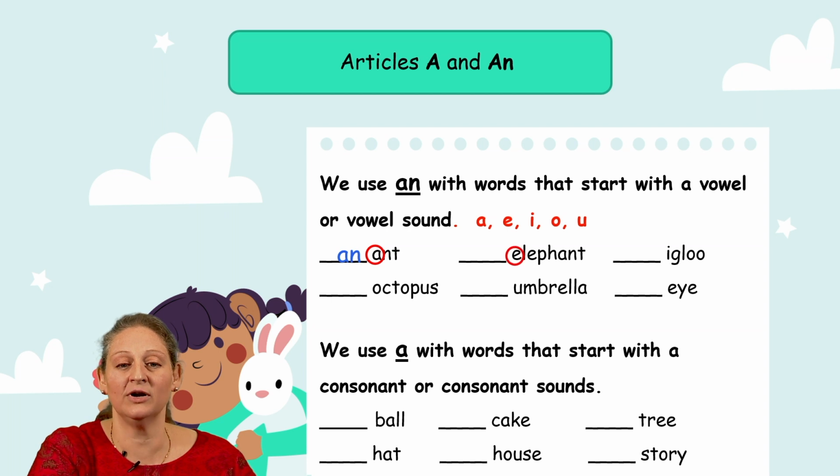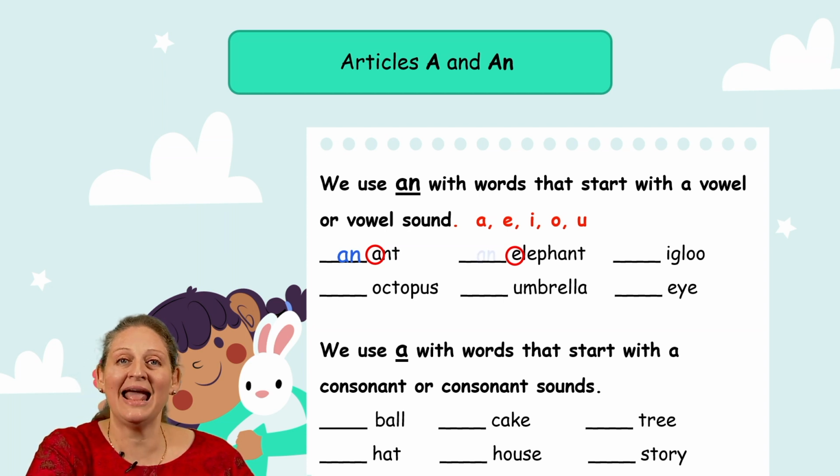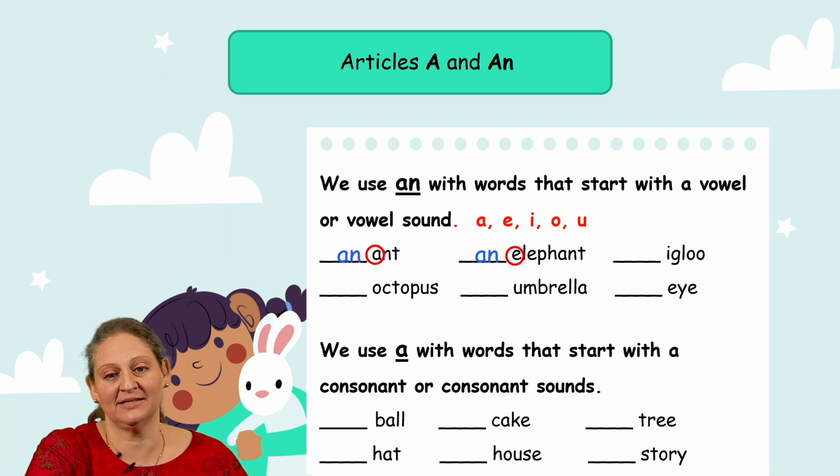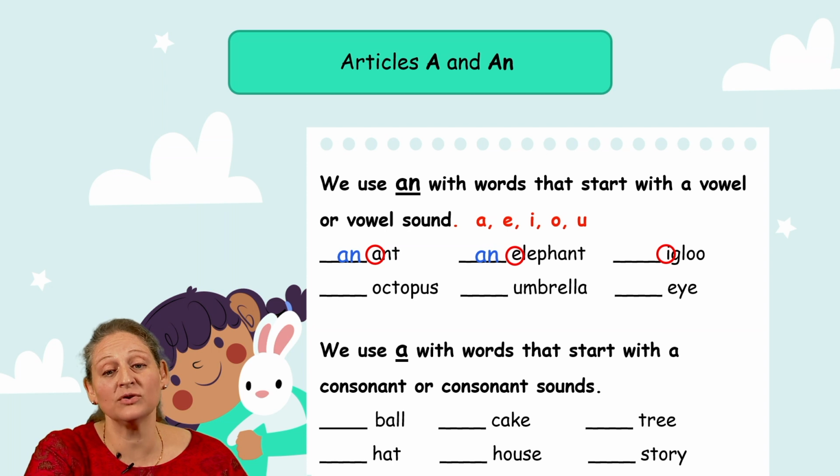Good. What is the next word? Elephant. What letter does elephant start with? E. So I have to write an elephant. Because E is a vowel, we write an. An means there is one elephant. Next. Igloo. What letter does igloo start with? I. I is a vowel, so we have to write an.